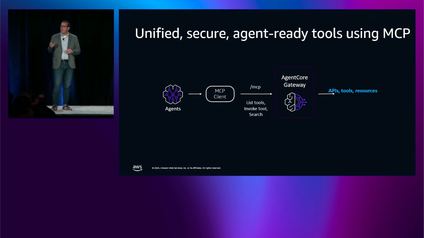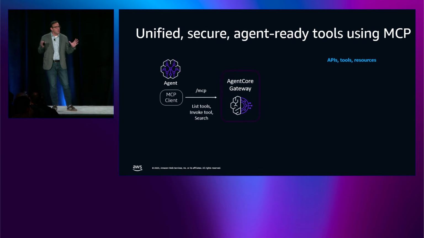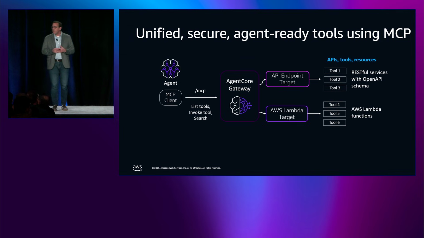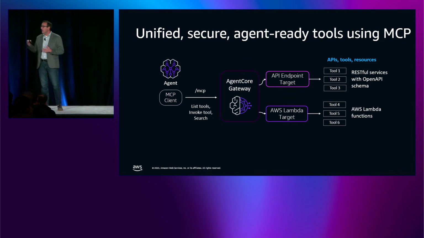AgentCore Gateway then is configured to interface with all of your API tools and resources. And those APIs and tools can be REST endpoints, which is a very common architectural pattern for deploying APIs for years, or they can be AWS Lambda functions. So we have a lot of customers that have invested heavily in serverless architectures and deployed function as a service with AWS Lambda. All that investment can be reused and made accessible to AI agents.